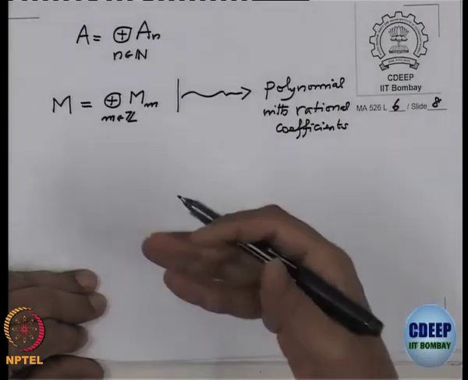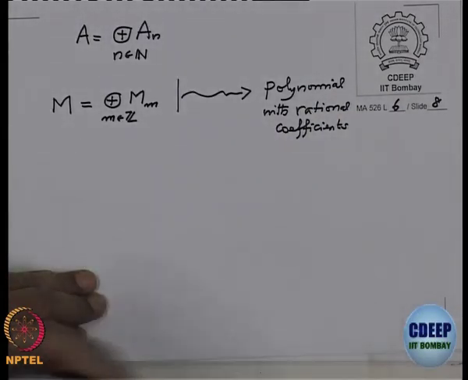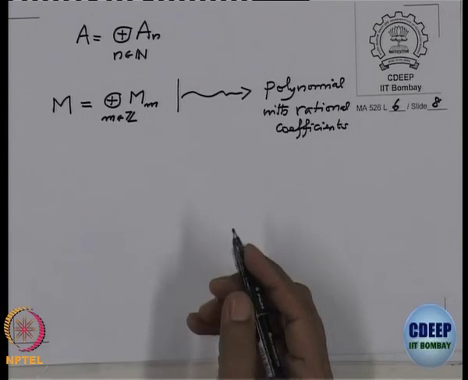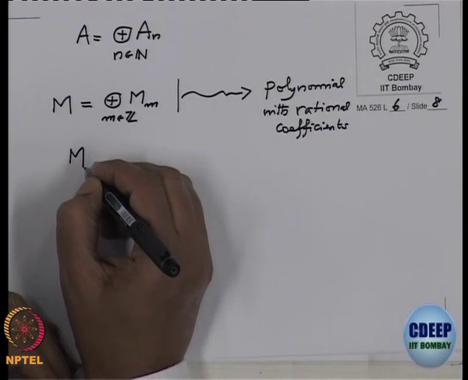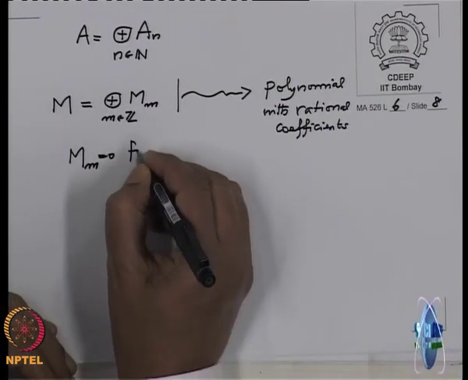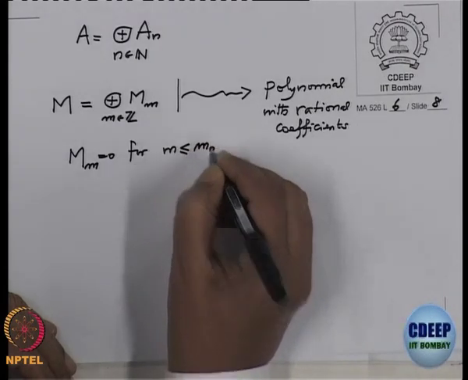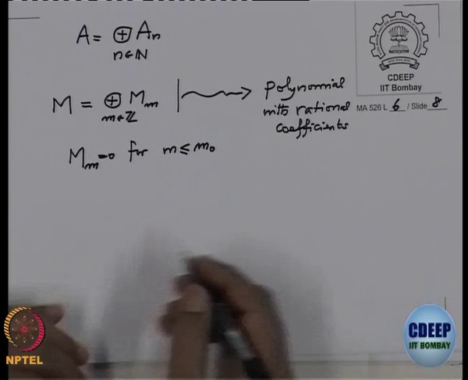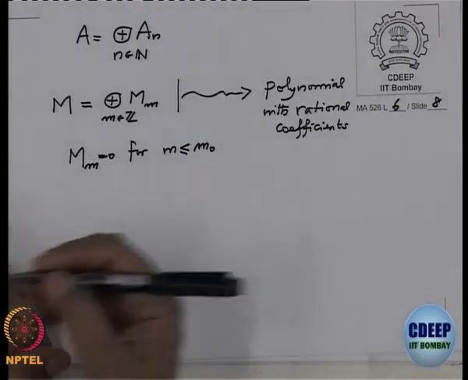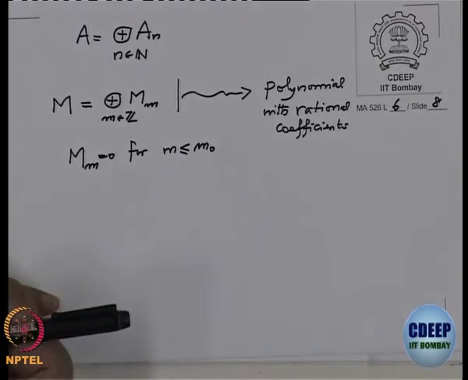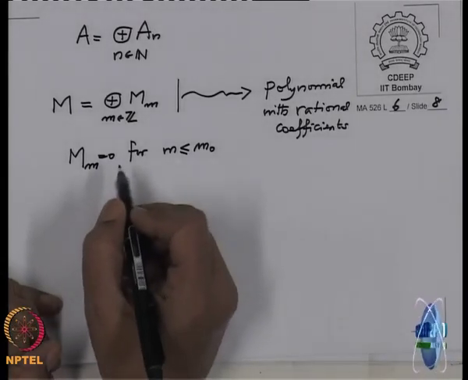So, the only assumption I want to make on this module is that for large negative integers it is 0, it does not go non-zero all the way on the left side. So, we will assume here that M_m is 0 for m less than or equal to some fixed m_0. That means on the negative side only finitely many terms can be non-zero. So, it is like a Laurent polynomial ring.